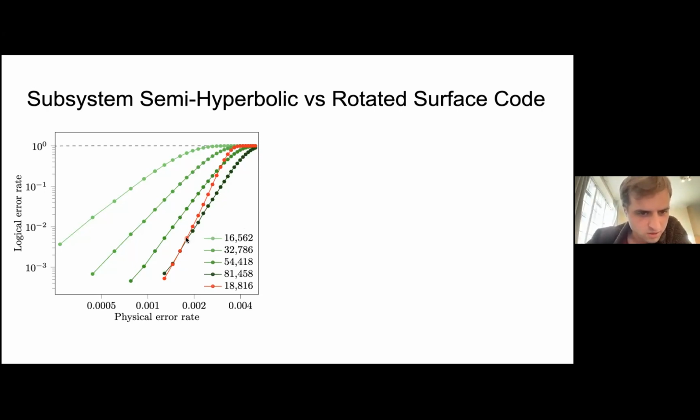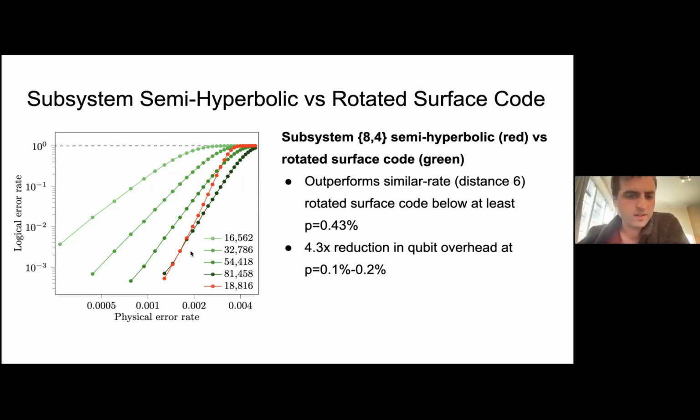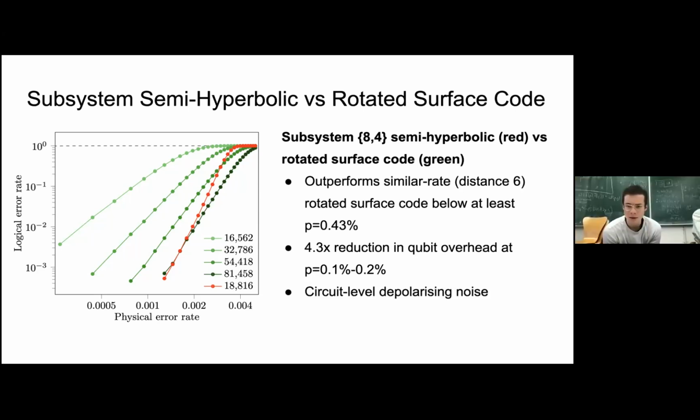And so you can see that for a target logical error rate, well, for a physical error rate of say 0.1 to 0.2%, the performance of a semi-hyperbolic code with around 18.8 thousand physical qubits is similar to one with a rotated surface code with 81,000, and this is including ancillas. And it outperforms similar rate, distance 6, rotated surface codes below around 0.43%, and gives a 4.3 times reduction in qubit overhead, as I said, around 0.1 to 0.2%. This is with circuit level depolarizing noise.